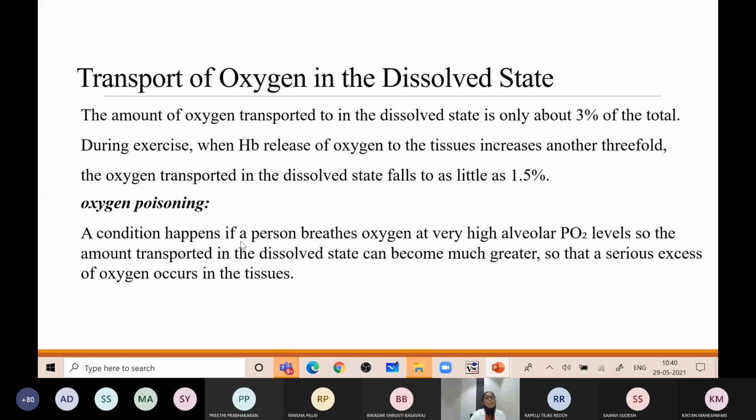Then oxygen poisoning, you must know this also. A condition happens if a person breathes oxygen at very high alveolar PO2 level, so the amount transported in the dissolved state can become much greater, so that a serious excess of oxygen occurs in the tissue. That is called oxygen toxicity or oxygen poisoning.